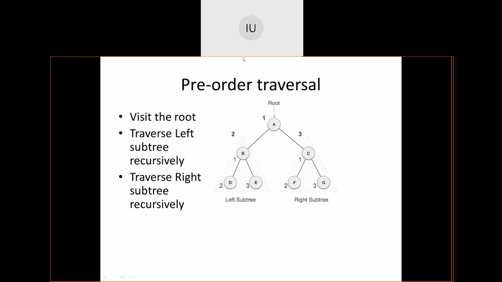Let me check whether what you have answered is correct or not. Now visit the root. Whoever is the root, print it. Don't bother about anything else. In pre-order, the root's position is prior to left and right. That's why it is pre-order. A. Then A's left is B. It being the root node gets printed. Then go to the left.